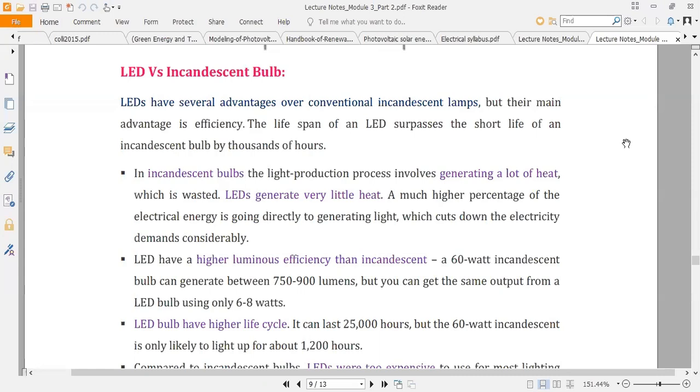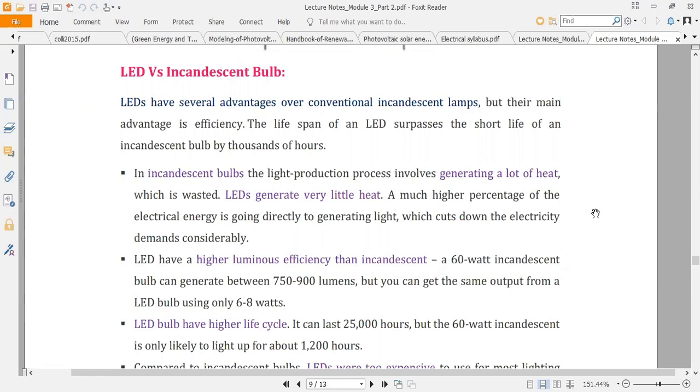Luminous efficiency कितना था incandescent bulb का एवरेज? It was around 12-13 lumens, 12-13 lumens per watt. Okay. So LED has higher luminous efficiency than incandescent bulb. LED का around कितना होता है? Around 40. Okay.